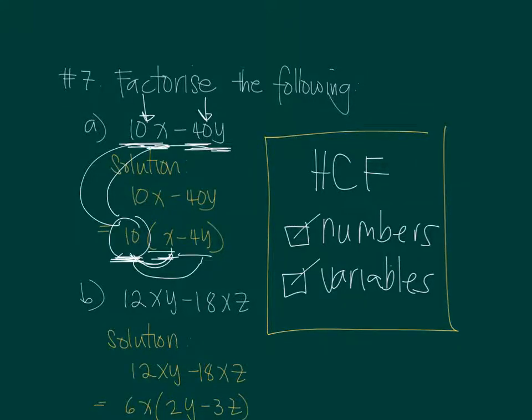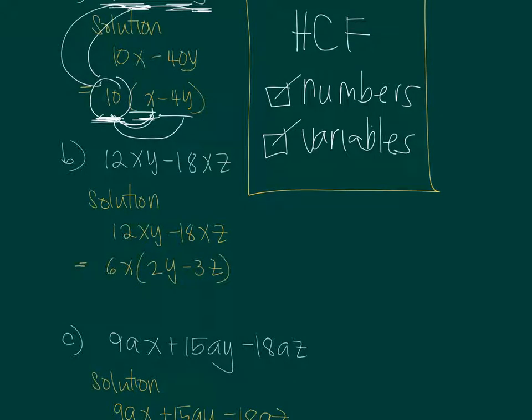Okay, if we go to letter B, so letter B is about 12xy minus 18xz. So using the idea we learned from number 1, we have to look for the highest common factor of the numbers and any common letter or variable for the variables. So for 12 and 18, the highest common factor, the highest divisor of 12 and 18 is 6. So we have the 6. Now in the case of the variables, we see an x on the first term, and we see also an x in the second term, so x is a common factor.